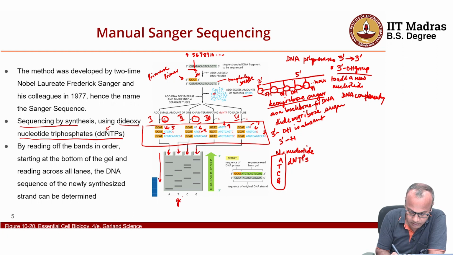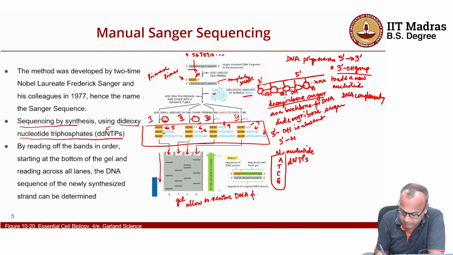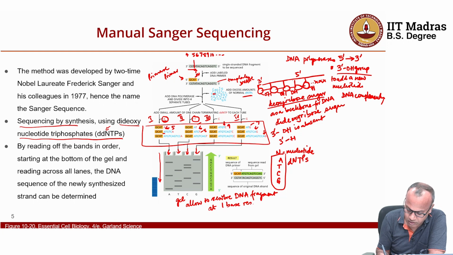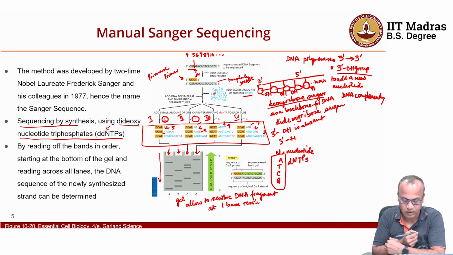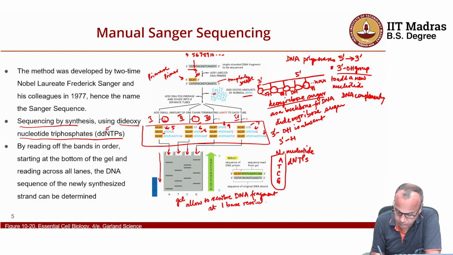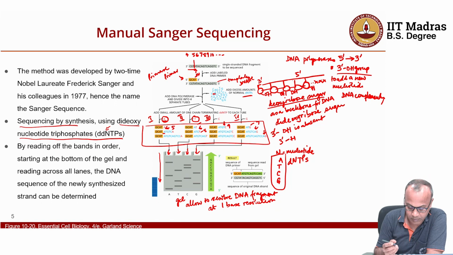of a gel, which allows me to resolve these DNA fragments. So these are essentially DNA fragments which I have made through DNA polymerase at 1 base resolution, which is what this gel allows me to do. I should then be able to read. The smallest fragment will be running the fastest and will be here. This is the smallest fragment and this is the longest fragment. So the smallest fragment is at the bottom.